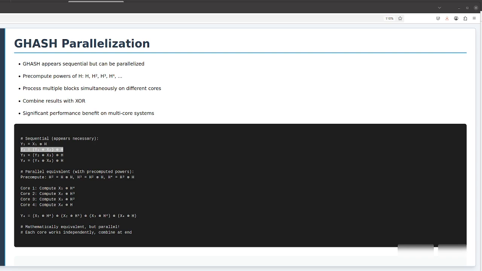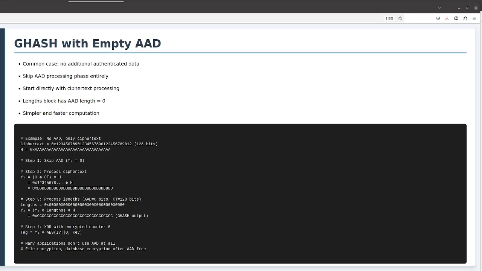In practice, implementations precompute several powers of H when they initialize. Then during GHASH computation, they process blocks in batches using parallel operations. Modern CPUs with vector instructions can compute multiple Galois multiplications simultaneously, making this extremely fast. This is one reason GCM is so popular for high-performance applications.